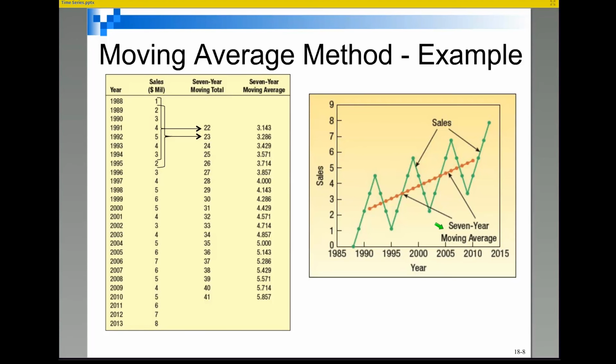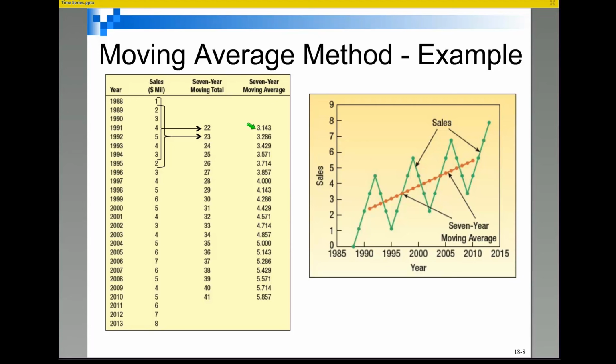Then what we're gonna do is, let's look at the table here. What you do is you add the first 7 observations, add them up, get the total, which turns out to be 22 in our example, then divide 22 by 7 to get 3.143. And that will be the first observation for your 7-year moving average line.